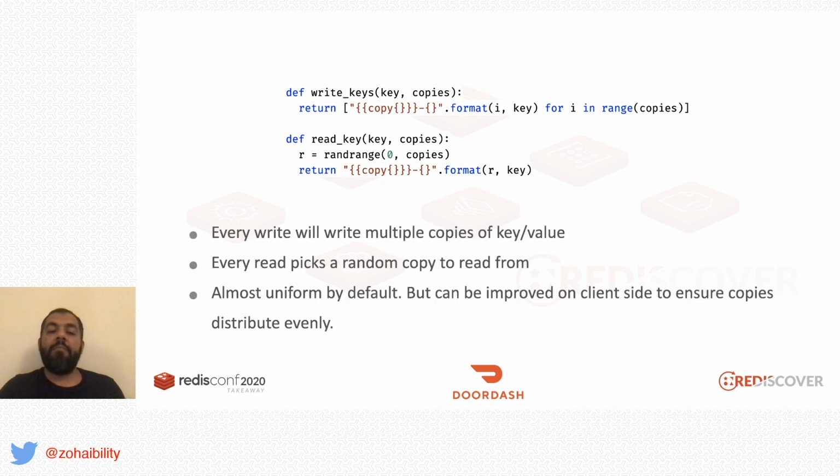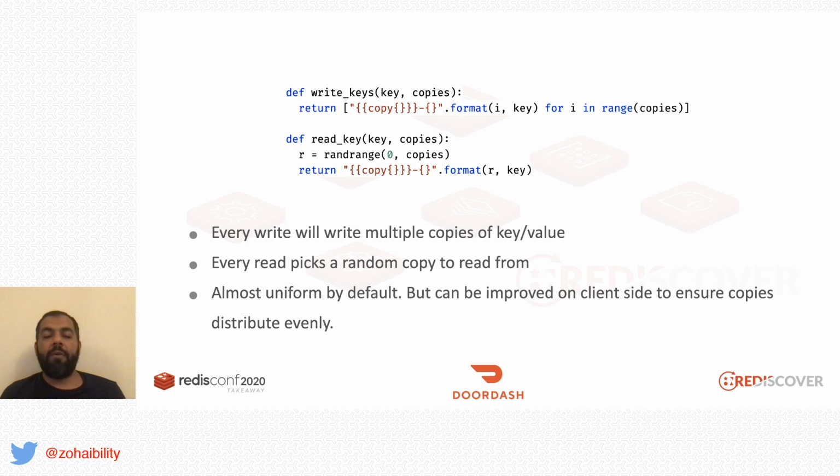Every write would write multiple copies of the key value. That's where people might argue it's inefficient, but you can make it efficient by compressing and writing the values once, because this value is going to be read many times. So it's worth paying the write cost upfront. Every read picks a random copy to read from, so it goes to a random partition, reads the value from there, and returns the value.